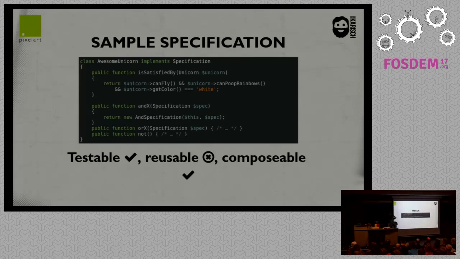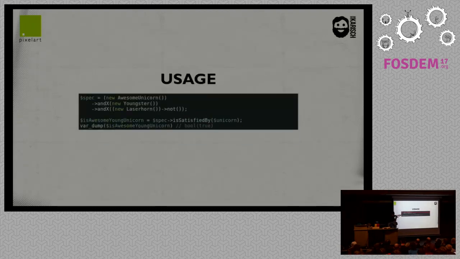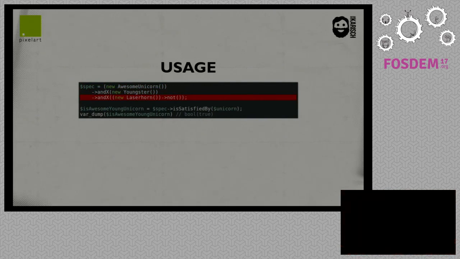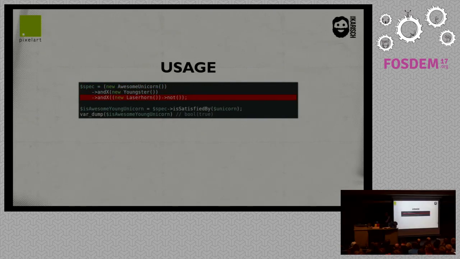How can we use it? It's simple. We create a new awesome unicorn specification and combine it with a youngster specification and, of course, with a new lazy horn specification, not. It's not naturally readable because the negation is afterwards, but it's more readable than SQL statements or repositories. To test if this unicorn instance satisfies this specification and is an awesome young unicorn, we simply supply the unicorn to the isSatisfiedBy method. That's all. In this case, maybe it's an awesome young unicorn.